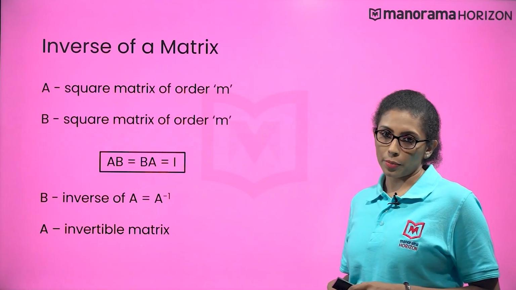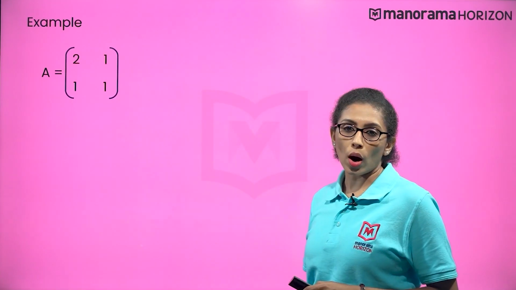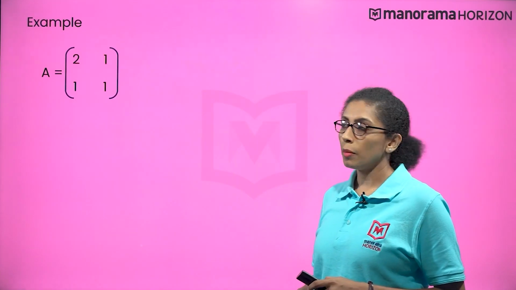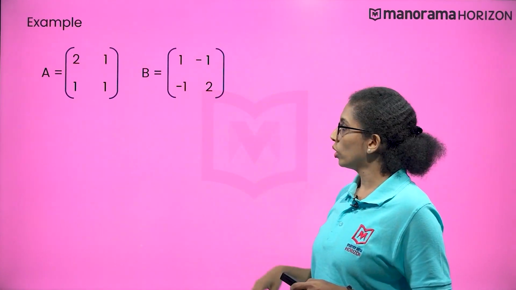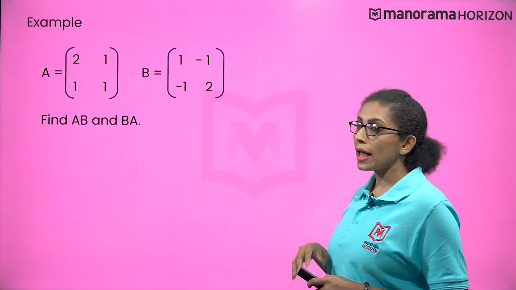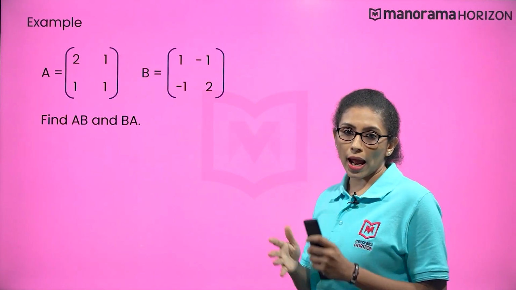Let's look at an example. Given matrix A is equal to [2, 1; 1, 1]. Matrix B is equal to [1, -1; -1, 2]. Find AB and BA. Perform matrix multiplication on A and B.